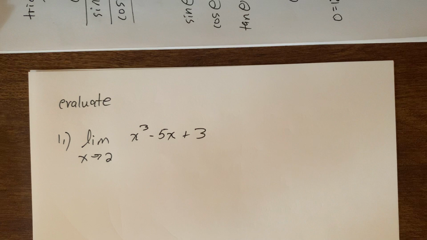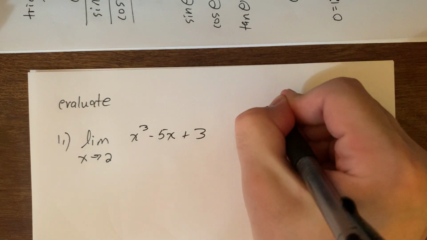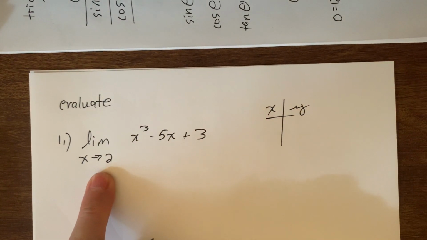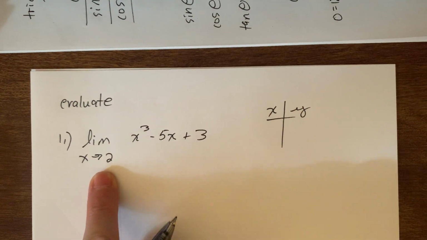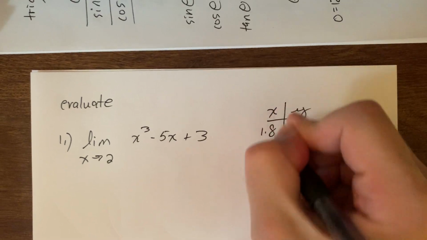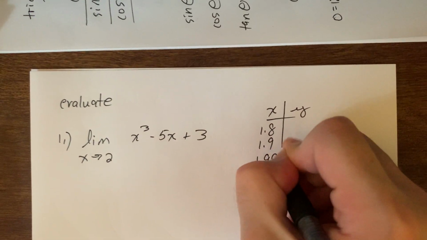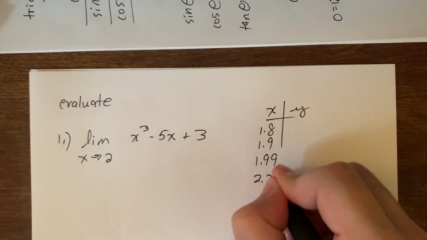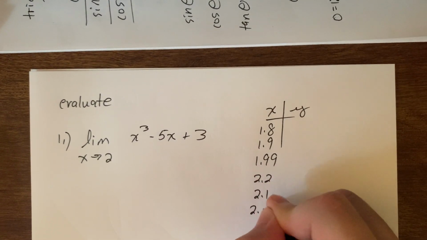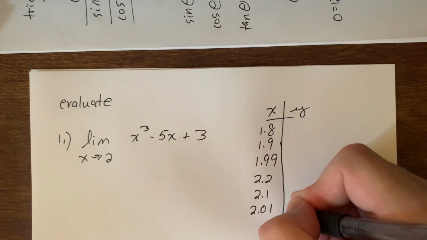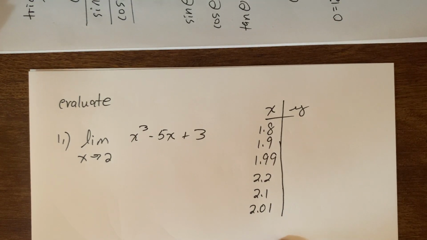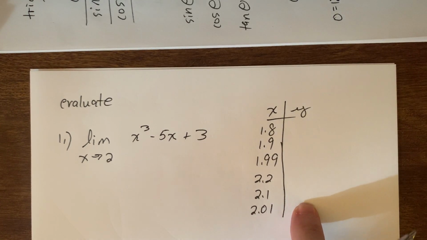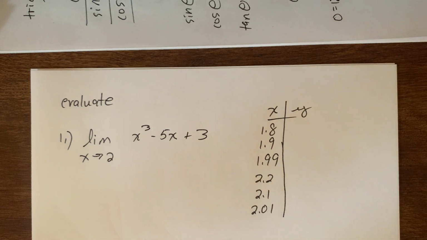We're going to take that exact description of what we've been doing. We're going to look at x values that get closer and closer to 2 from both sides. I'm going to use values 1.8, 1.9, and 1.99 to approach 2 from the left, and then I'll use 2.2, 2.1, and 2.01 to approach from the right. I'm going to plug these in, get the y values, and I'm going to look at the pattern, okay?